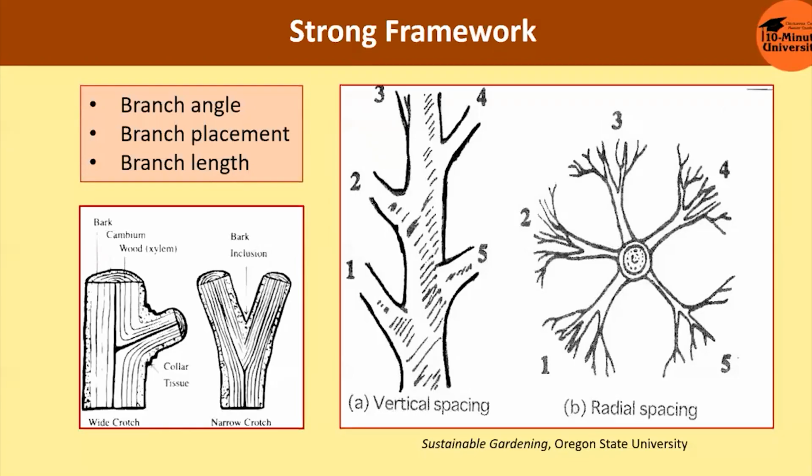The vertical distance and the 360-degree coverage are ways to minimize competition and maximize exposure to sunlight. When it comes to branch angle, it's best to have 45 to 60 degrees. If it's too wide, it will be less productive. And if it's too narrow, we have a weak joint, which can lead to branch failure down the road.